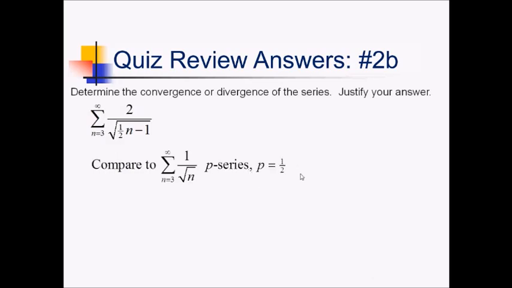Since that's less than or equal to 1, we know this series is going to diverge by the p-series test. So now what kind of comparison should I use? Well, I always look to see if I can use direct comparison because that's usually faster than limit comparison.